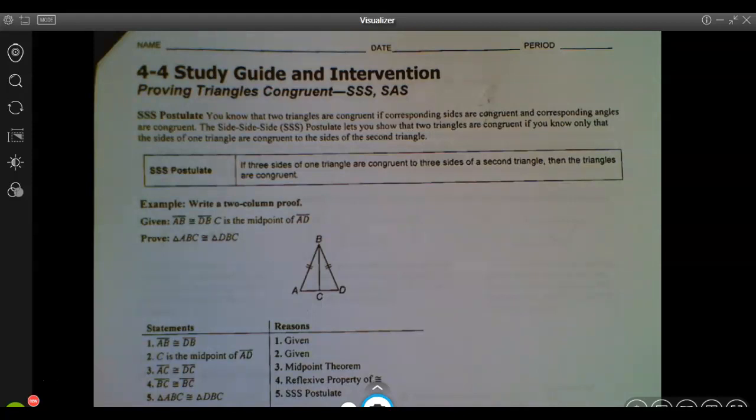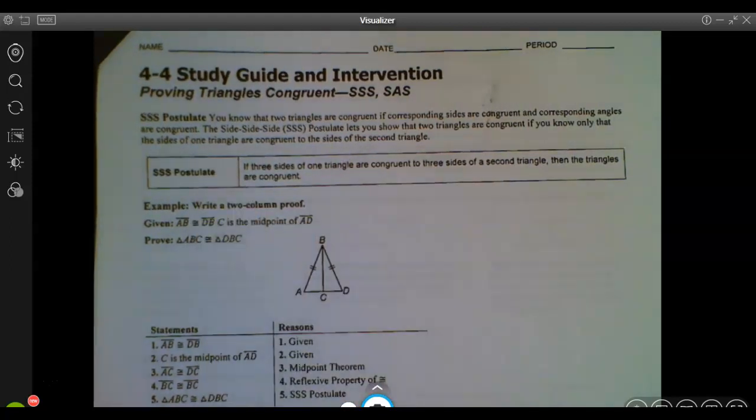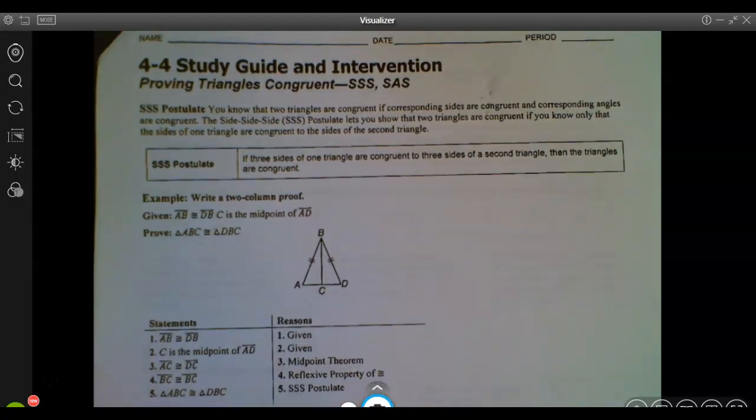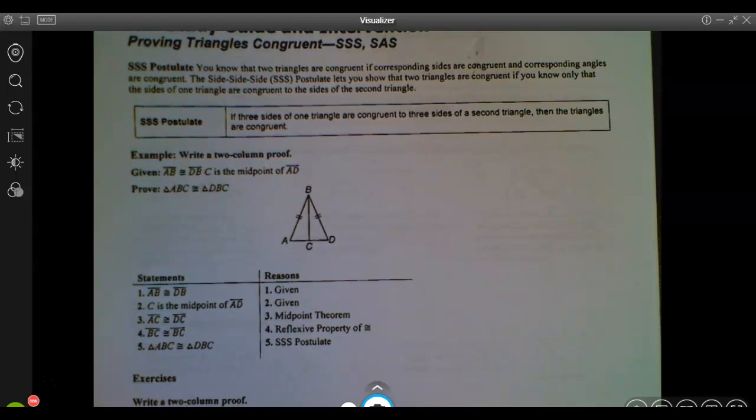So side-side-side. And again, if you're taking your own notes, if you don't have this printed and you're writing down your own, you do need to copy down this side-side-side postulate, as well as the proof that we're going to go through right here. For side-side-side, if we can show that all 3 sides of one triangle are congruent to the 3 sides of another triangle, that's going to be enough to say the two triangles are congruent by side-side-side.